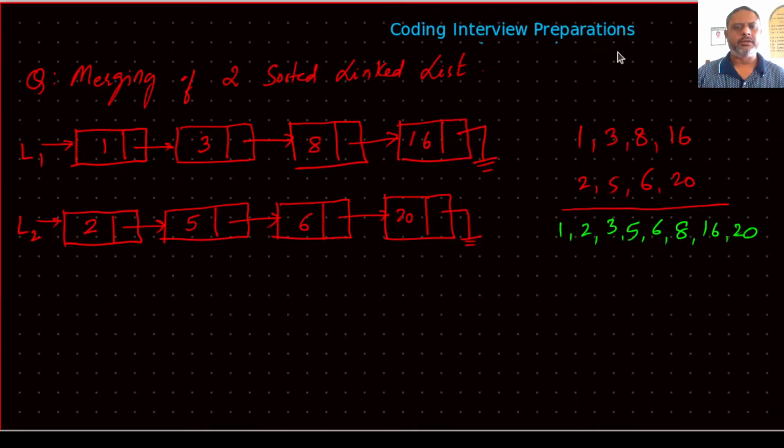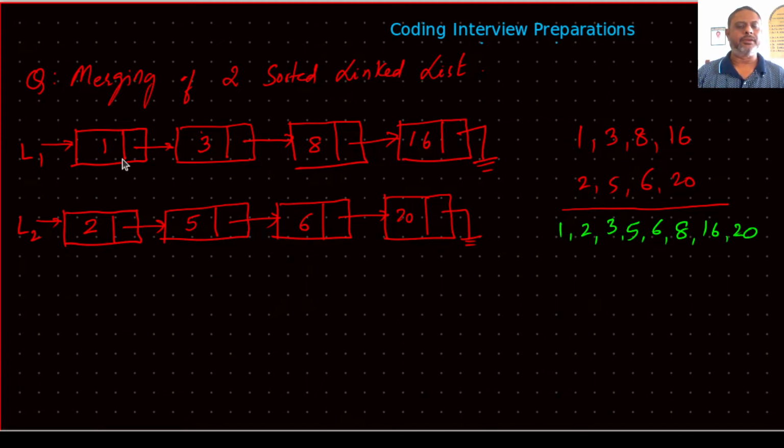Hi friends, the next question to look at is merging of two sorted linked lists. Here we have two sorted linked lists, which means we have two linked lists. Each one has data which is sorted. That means the first node has the smallest element, and as we proceed further, the value of the data keeps increasing, or the other way. That's what we call a sorted linked list.